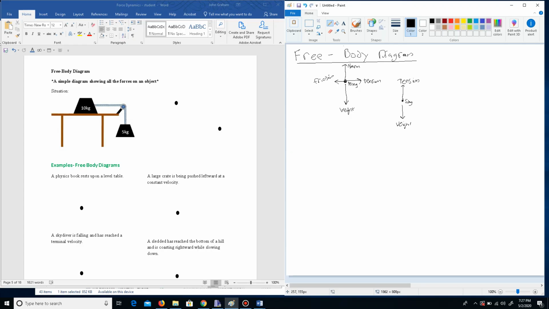And so we will use these to look at the net forces and figure out what's going on. There's a couple of things we can say with this. The normal force is going to equal the weight of the 10 kilogram. I'll specify it down here, 10 kilogram, 5 kilogram.